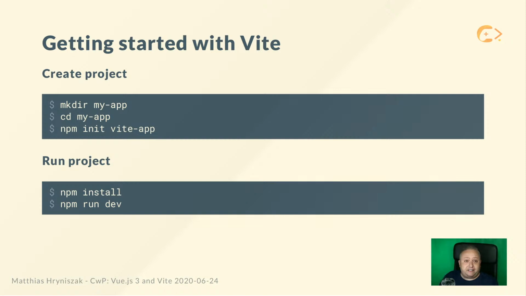Okay, how do you get started with Vite? It's super simple, especially if you want to get started with Vite and Vue 3. You just do npm init, then the name of the template, which in this case is vite-app, and that's it. You're done. npm install, npm run dev, the usual. So really simple.